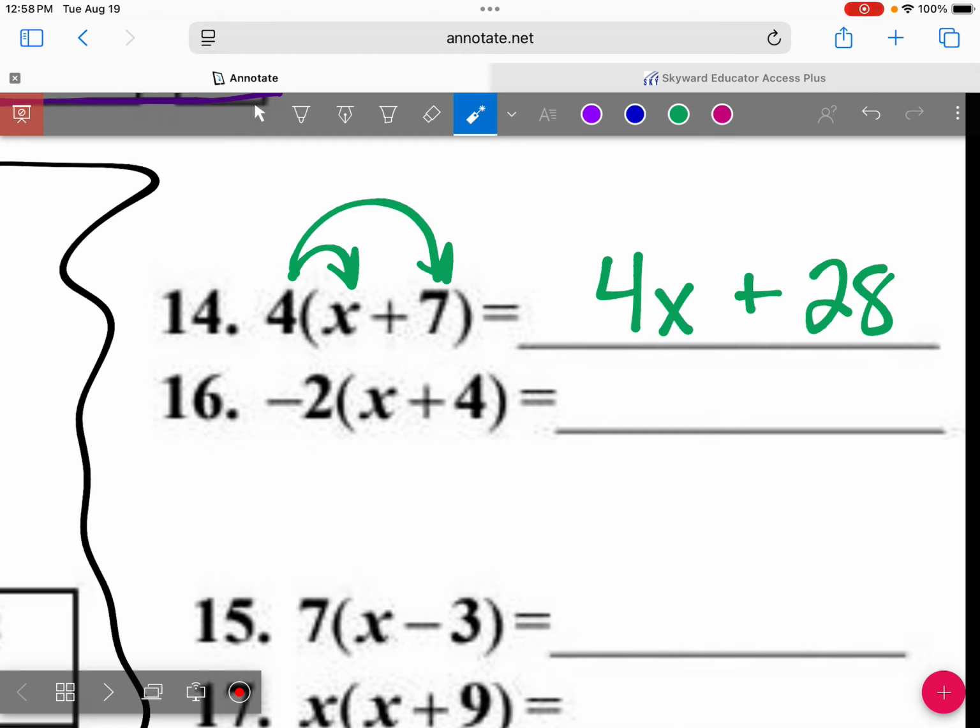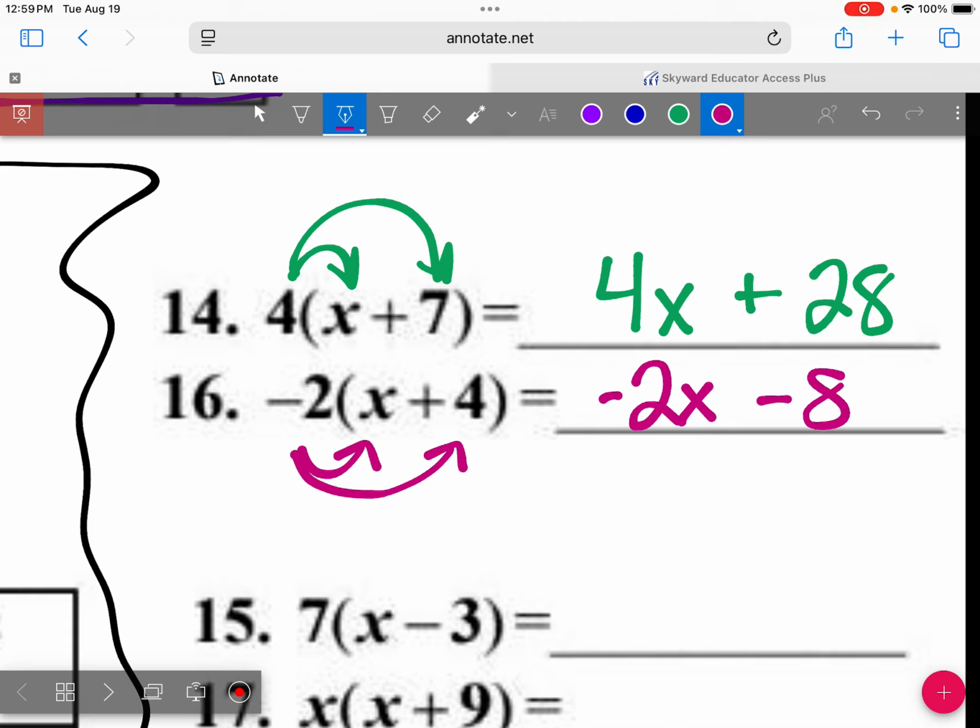So we can do this with the box, or you can do it without. We don't need to have it. What about for 16? Negative 2x minus 8. Minus 2x. Good catch on the signs, because then we're going to have our minus 2 times the 4, giving us a minus 8.